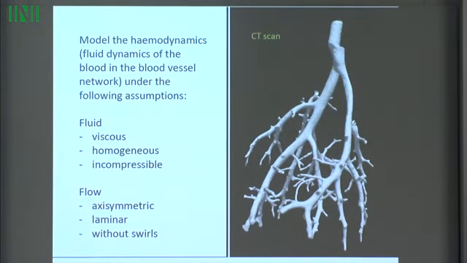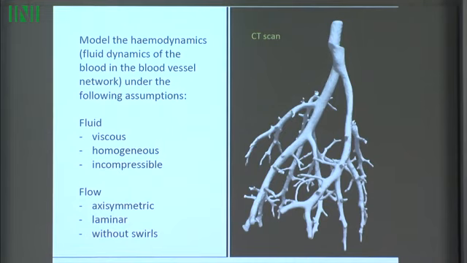So here we want to model the blood flow in the pulmonary system, the pulmonary vascular network shown on the right, which you get from a CT scan. And we model the fluid dynamics. The fluid is modeled as a viscous, homogeneous, incompressible fluid. And the flow is assumed to be laminar, without swirls, and axisymmetric. So these are our model assumptions.